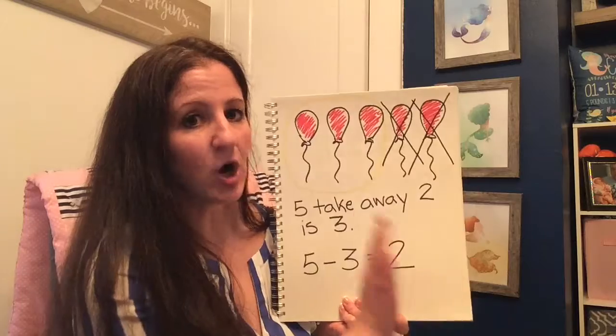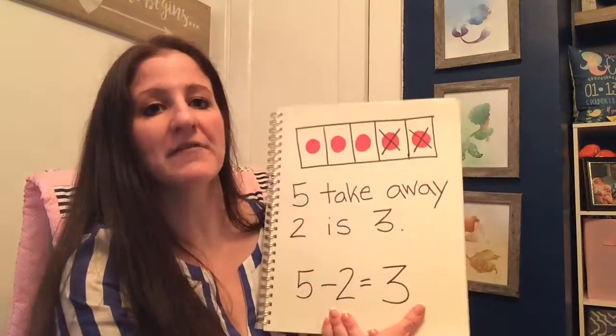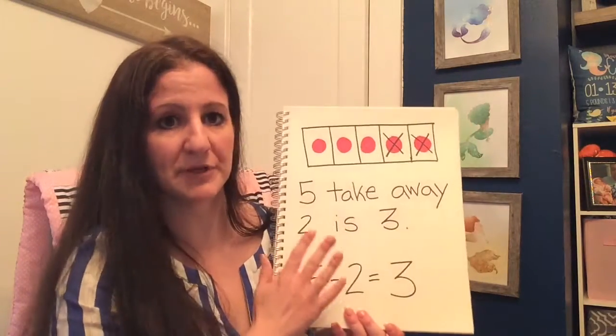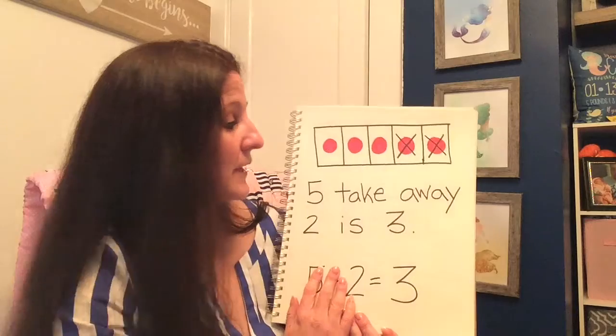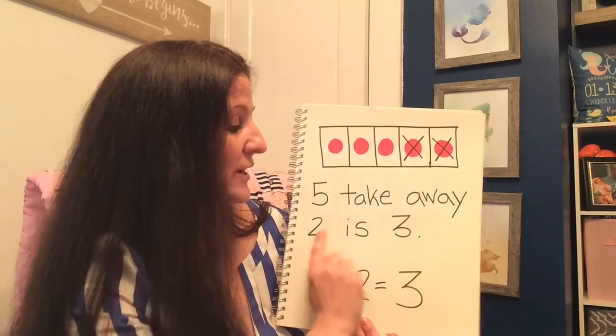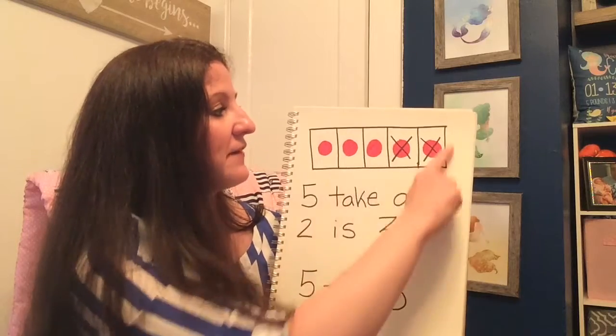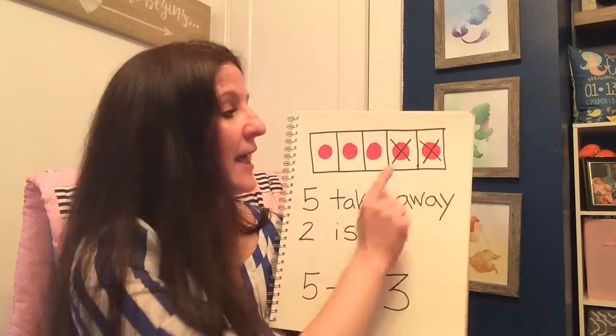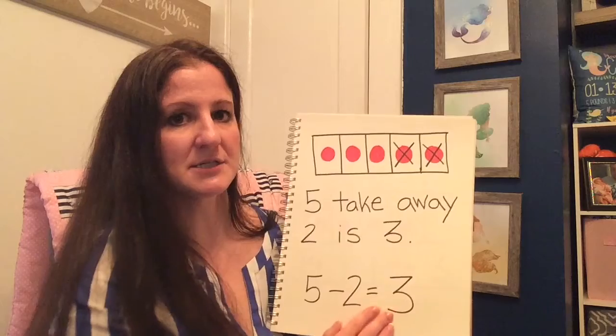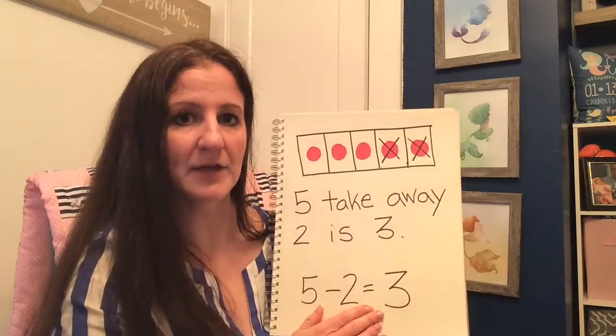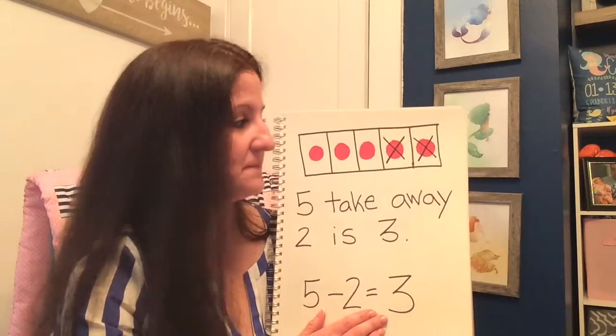Now, you don't have to be an artist to use this strategy. You could also use a 5 frame and just draw circles. So here I have the same problem with the balloons, just shown in a different way. So here it says 5 take away 2 is 3, or 5 minus 2 equals 3. So here's my 5 frame with my 5 balloons, with my 2 that popped here crossed off. So this is another way that you can solve subtraction.